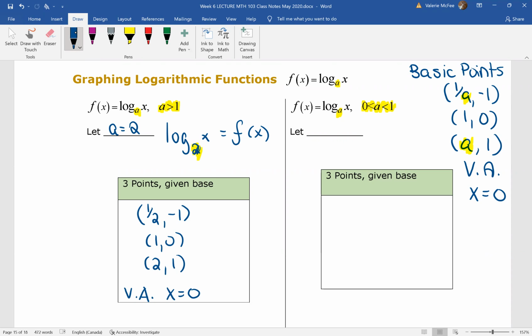For the second graph here, we're going to look at a equals 1/2. So we're going to graph the function f of x equals log base a, which is 1/2, of x. So this time our base is 1/2. Can you write down the ordered pairs for this graph?